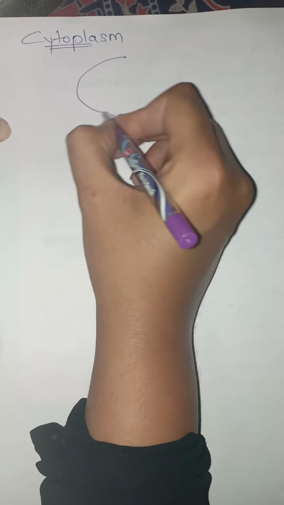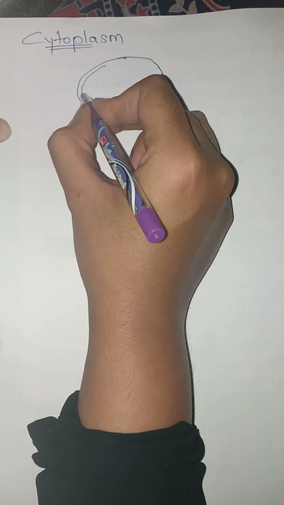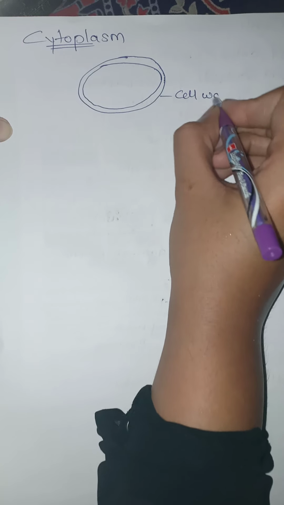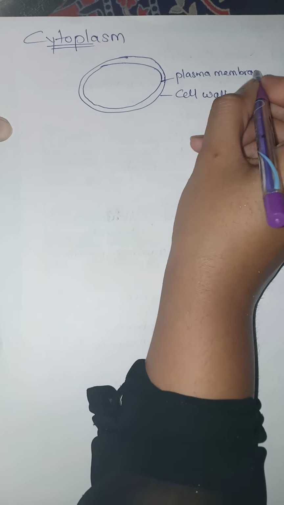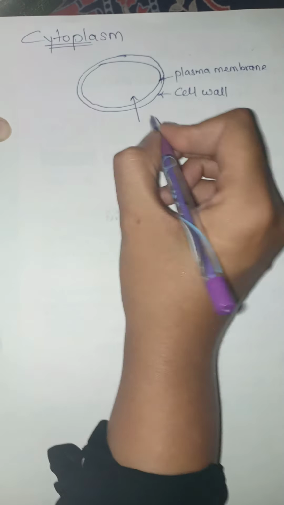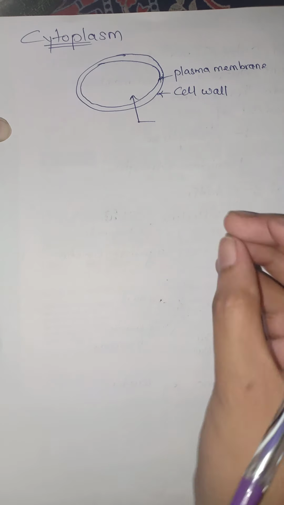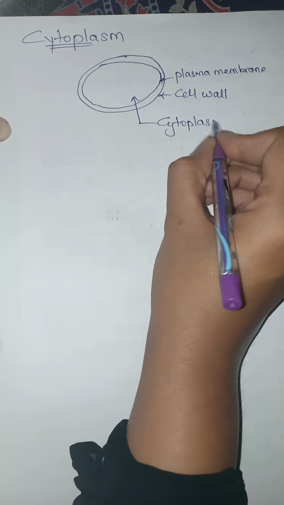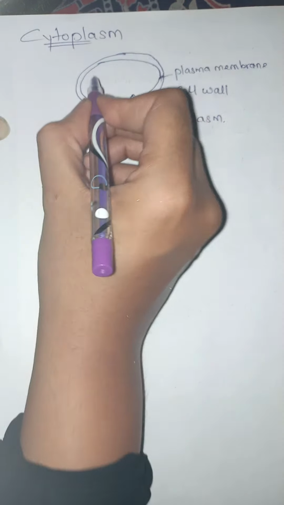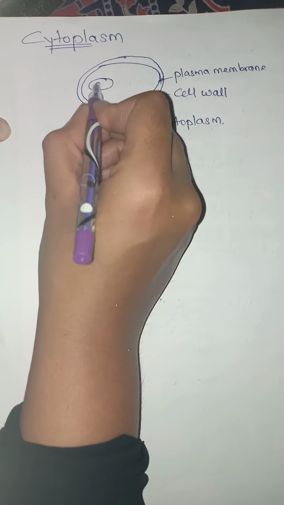Whenever we have any cell, the cell has the outermost layer, that is what we call the cell wall, which we have already studied. We have a plasma membrane, which we have also studied, and inner to that there is a jelly like substance or semi fluid substance in which all the cell organelles are suspended. It is what we call the cytoplasm of the cell.